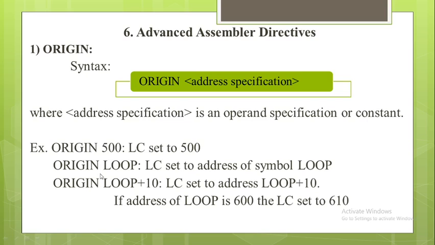The next example is origin loop, where the LC is set to the address of the symbol loop. Next example is origin loop plus 10, where the LC is set to the address of loop plus 10. So if the address of loop is 600, then the location counter will be set to 610.